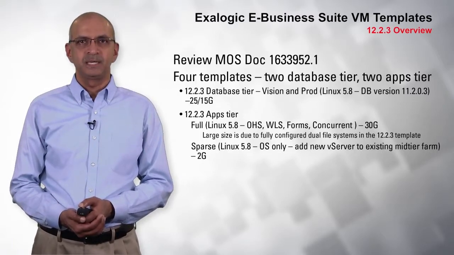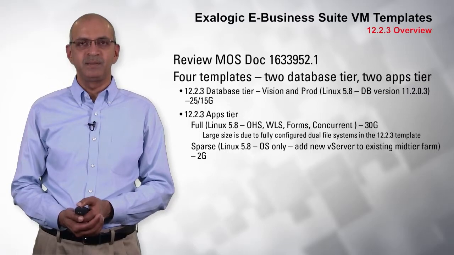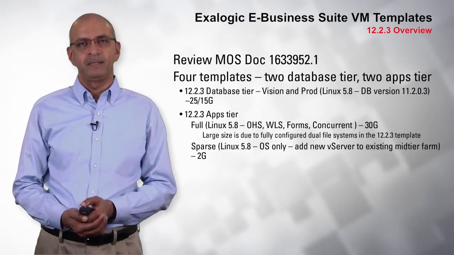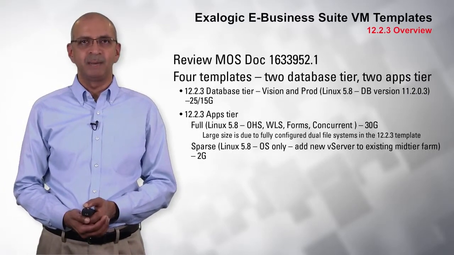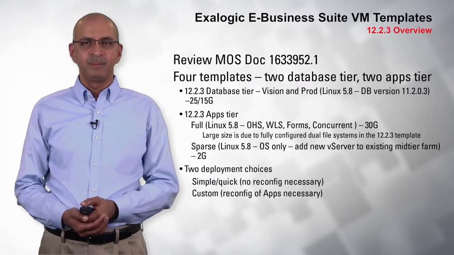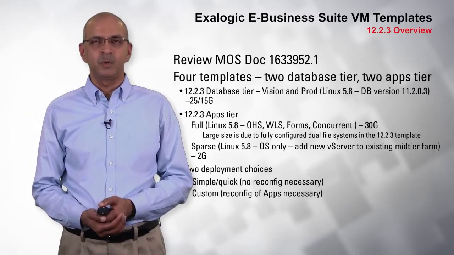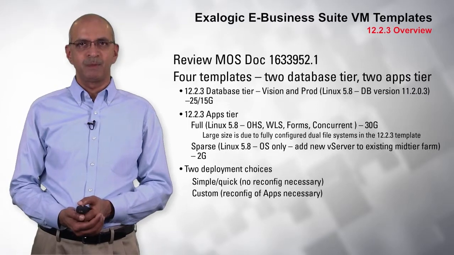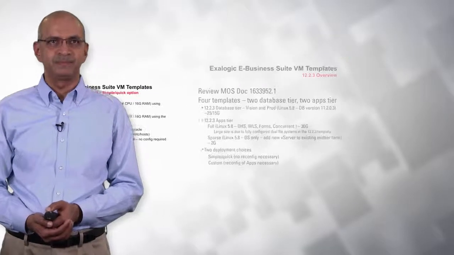What the sparse tier template allows you to do is scale out horizontally an existing EBS application tier farm. So if you have multiple EBS 12.2.3 application servers, you can add additional application tier servers using a shared Appltop concept. From a deployment perspective, there are 2 deployment choices available: a simple or quick option, where no reconfiguration is necessary, and there is a custom deployment option where some reconfiguration is necessary.